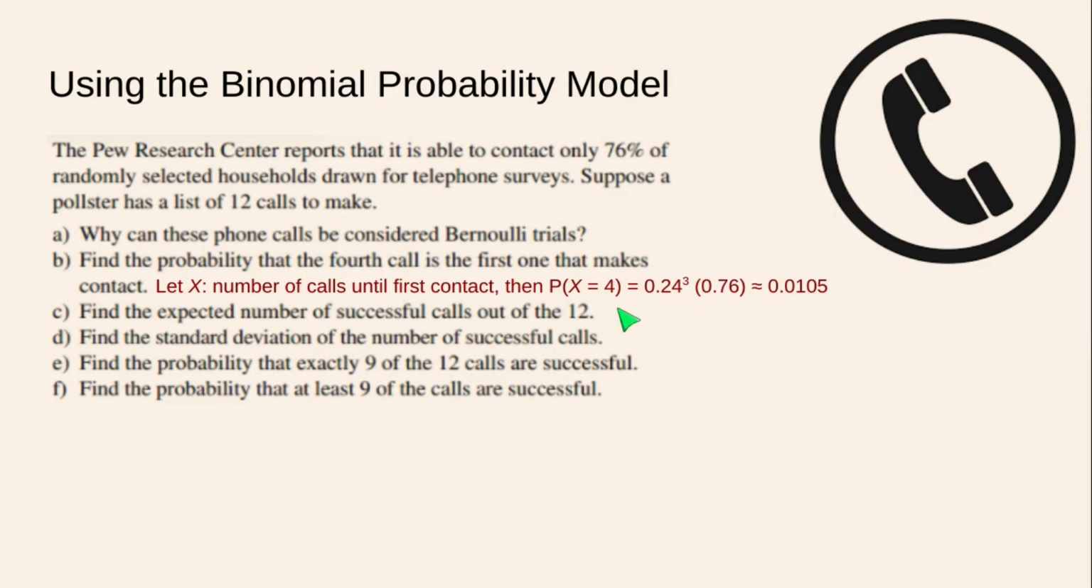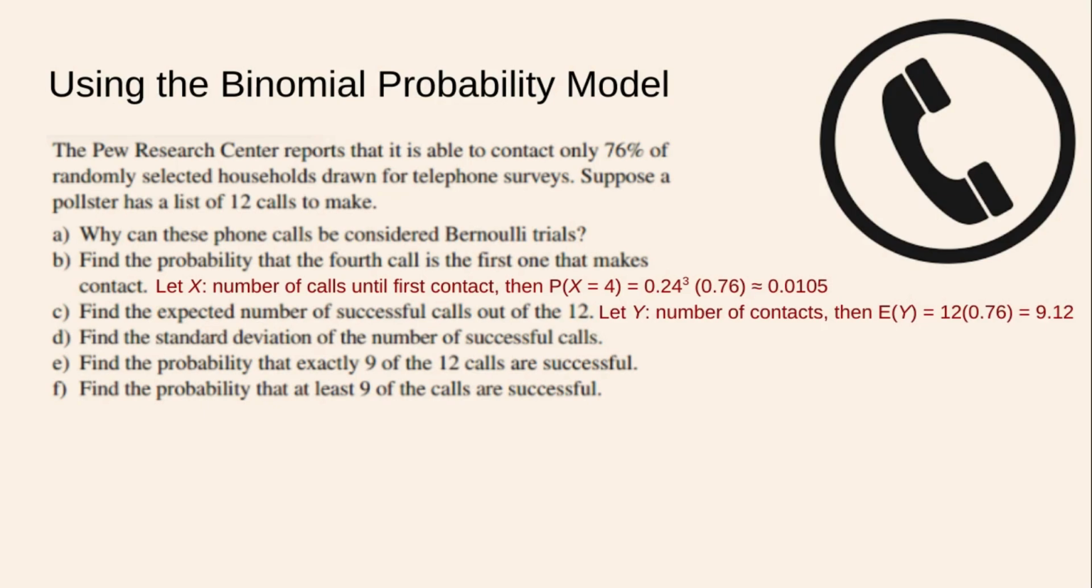Now let's go to part C. Find the expected number of successful calls out of the 12. Okay, this is a new feature. We only have 12 trials, and that becomes important. So we need to think about this differently. This is no longer a geometrically distributed random variable. We need a new random variable, and that random variable is going to fit a binomial distribution, a binomial model.